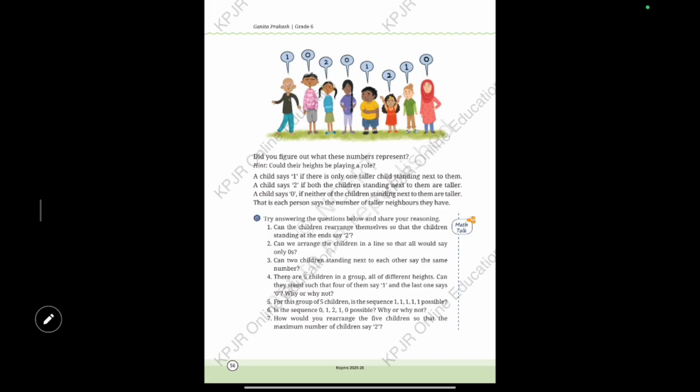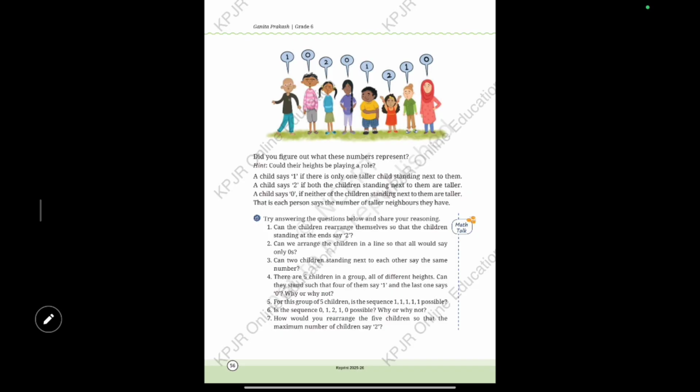Understood? So, a maximum of one taller person can be the neighbor of the child at the end, either left or right. Only one person can be taller. So 2 is not possible, correct? 2 means both the children standing next to them are taller. So in the corner, 2 is not possible. Got it?